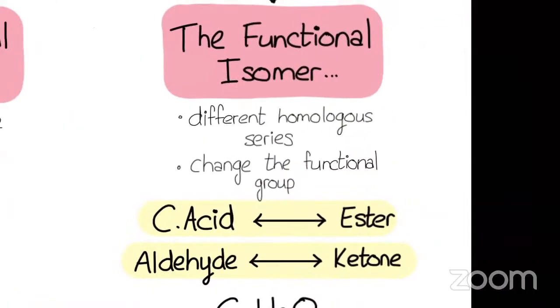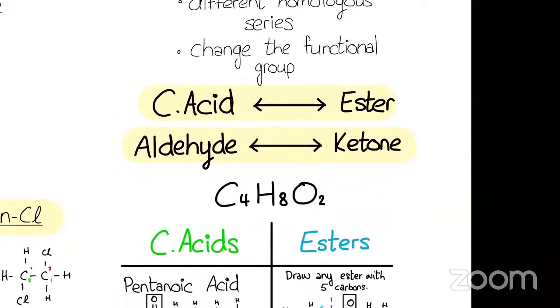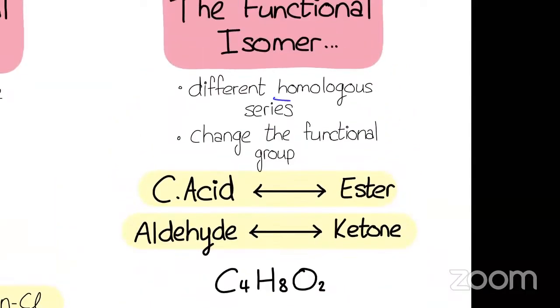Then we discussed the functional isomer. This is now when we change homologous series. We move from one homologous series to the next. So when you do that, you actually are changing the functional group. But yes, they still have the same molecular formula, just different structural formulas. And in this case, also different homologous series, different functional groups. Remember, these two work hand in hand, because each homologous series has its own functional group.